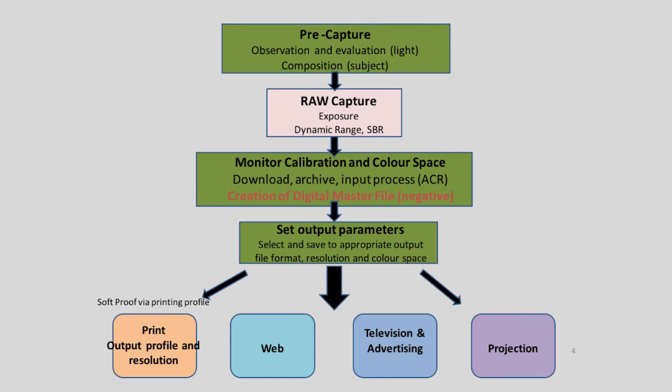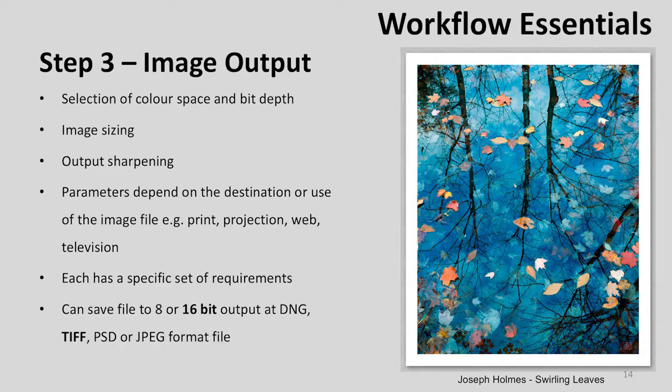So what I'm saying is, before you decide to output your file, you have to decide whether it's going to print, or if it's going to be used as a screen-based image. Each of these options, to print, to web, to television or projection, have different output requirements. So when you're thinking about image output, there are some important decisions to be made. These decisions are based on how the image will be used.